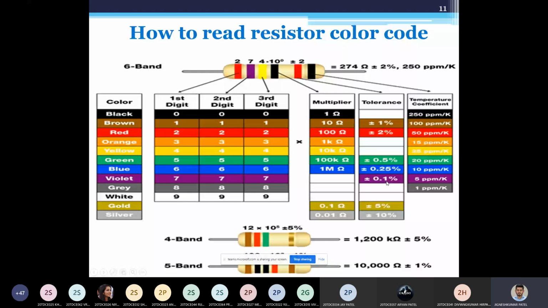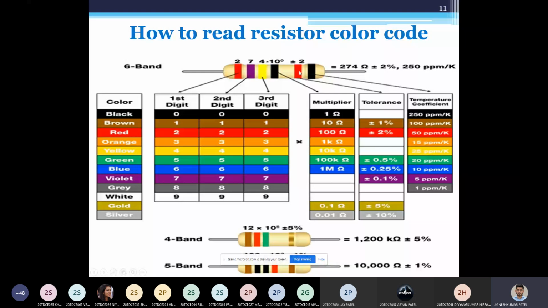Right now it is red, so plus or minus 2%. So 274, 2% is somewhat like 27 into 2, around 5 ohm, let us say. So it can be 274 minus 5 or 274 plus 5. Sorry, it would be around 270 or 280 maximum in that range. 274 plus or minus 2%, depending on the color of this band. Okay, that is the tolerance band.